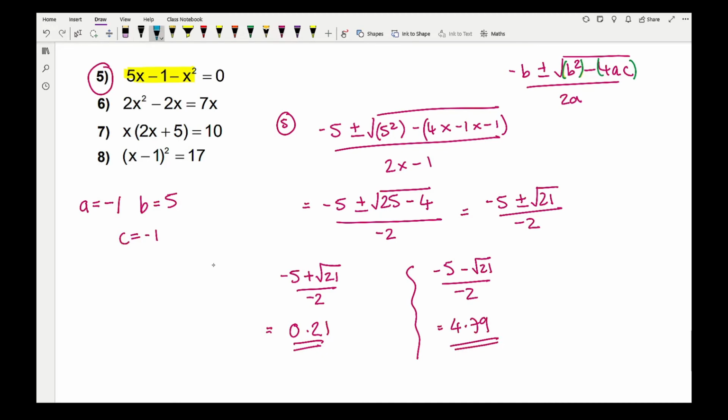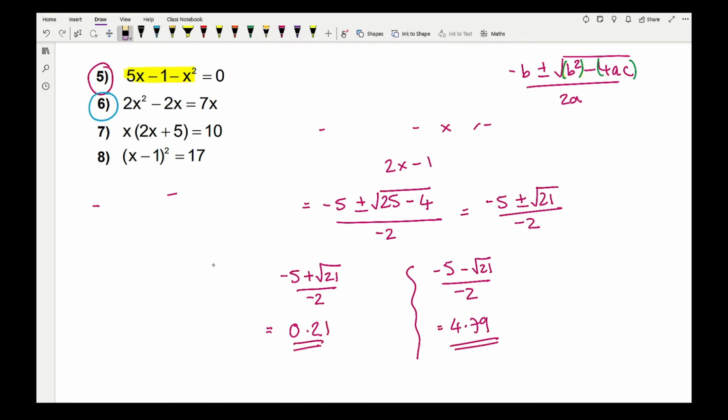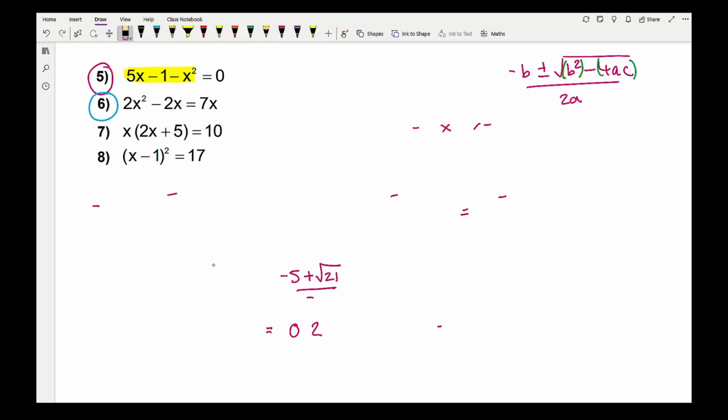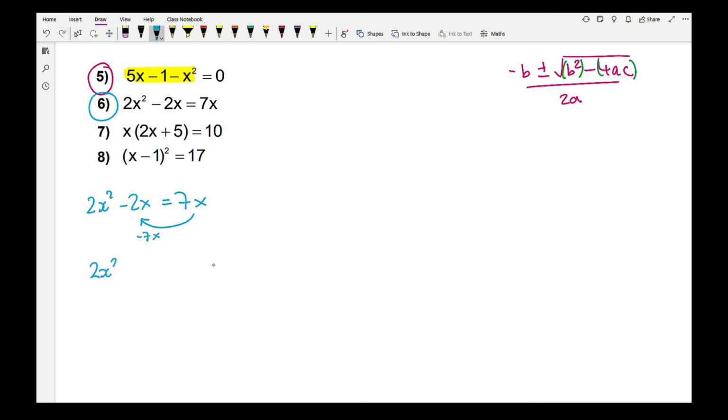And then moving on to question 6. So again, let's just get rid of all of this. So with question 6, now you can see here that this is not equal to 0. So I've got 2x squared minus 2x equals 7x. So I need to take the 7x over to the side, and I need to do that by taking away. So what I've got is 2x squared minus 9x equals 0.